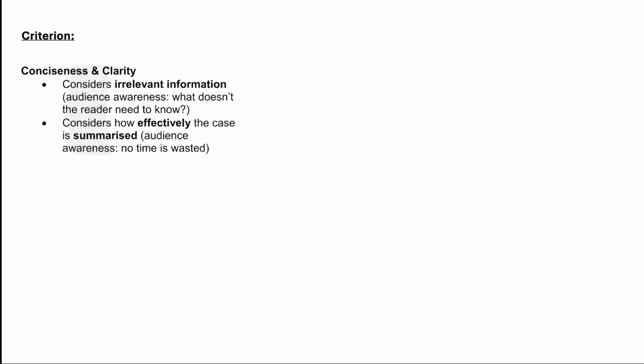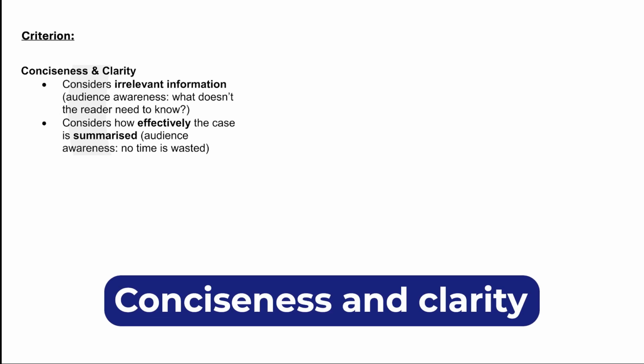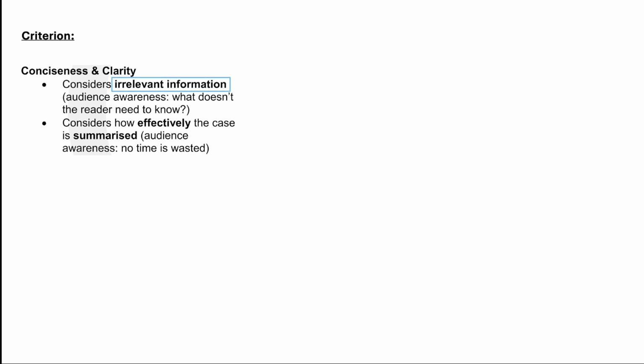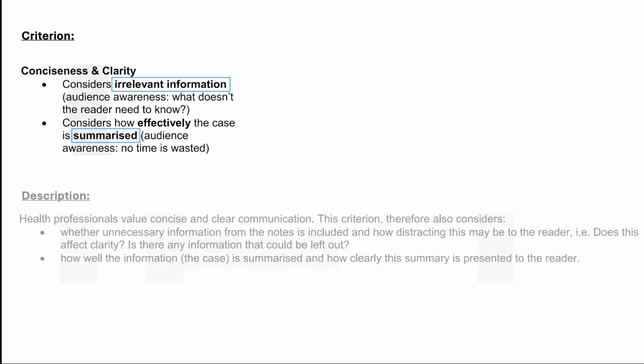Now, to really understand exactly what's expected of you in the writing test, let's take a close look at the description for the conciseness and clarity criterion. So looking then at these bullet points for conciseness and clarity, the assessment criteria states that it considers irrelevant information. So this is talking about what the reader doesn't need to know. And it's also considering how effectively the case is summarized, meaning that there is an awareness of the audience and no time is wasted. Now let's look in a little bit more detail at the actual description for this criterion.